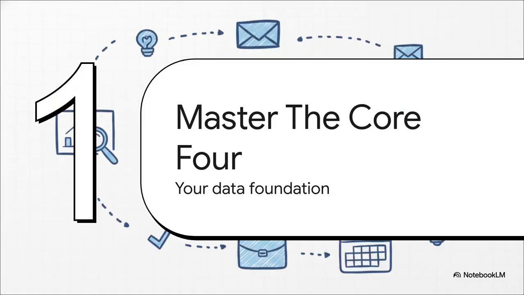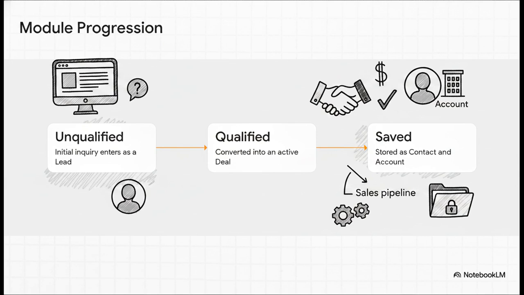So, let's talk about the actual foundation of your business data. First off, let's define what a module actually is. In Zoho, a module is just a digital container for a specific type of record. Think of it like a dedicated drawer in a filing cabinet. Out of the box, Zoho gives you dozens of them, but honestly, you only need to care about 4 right now.